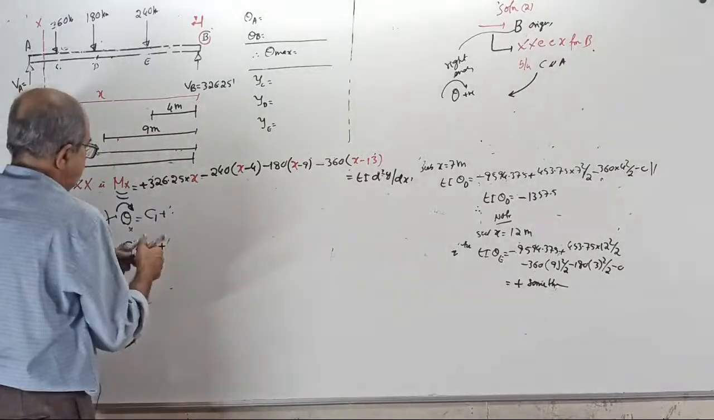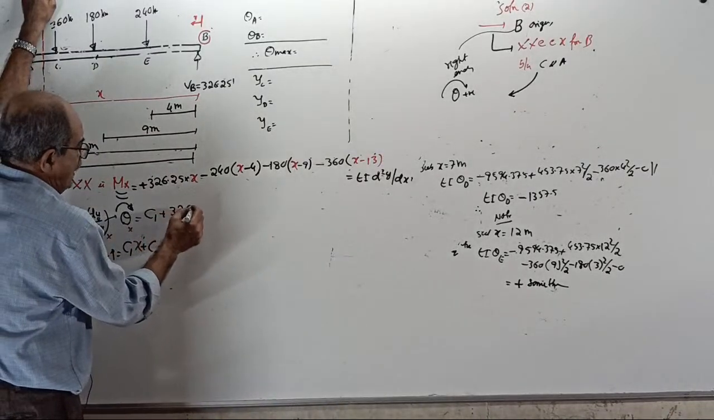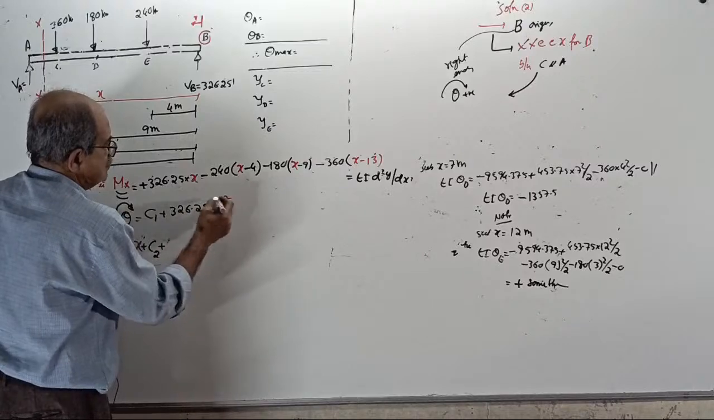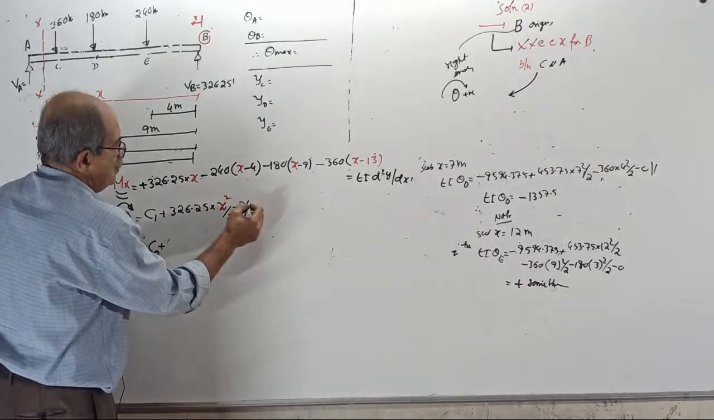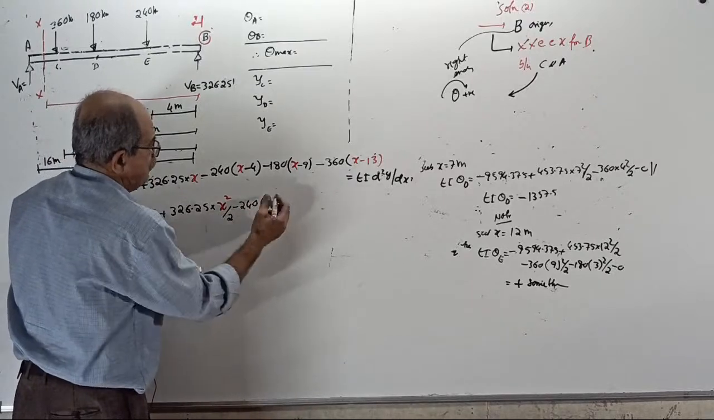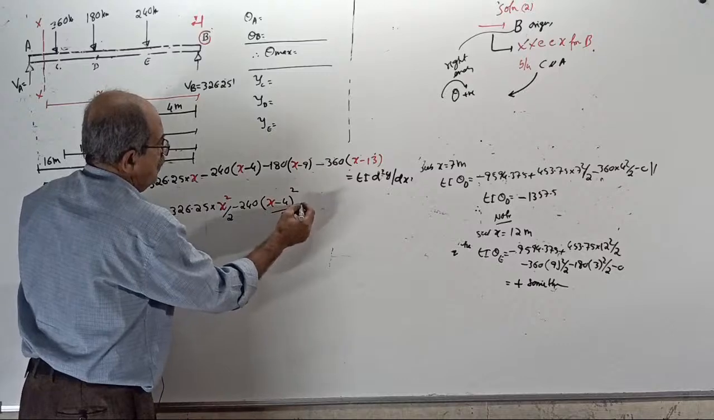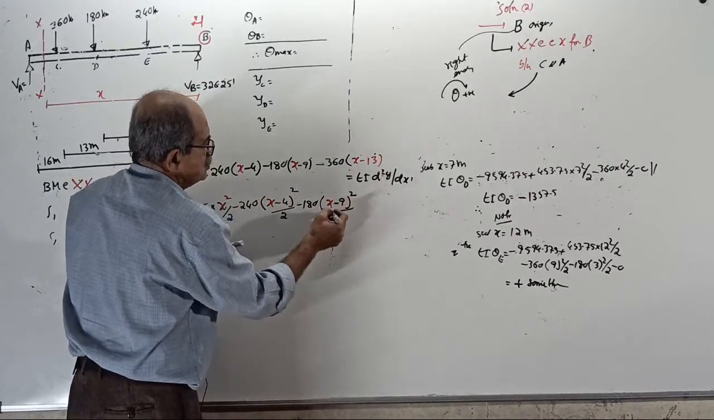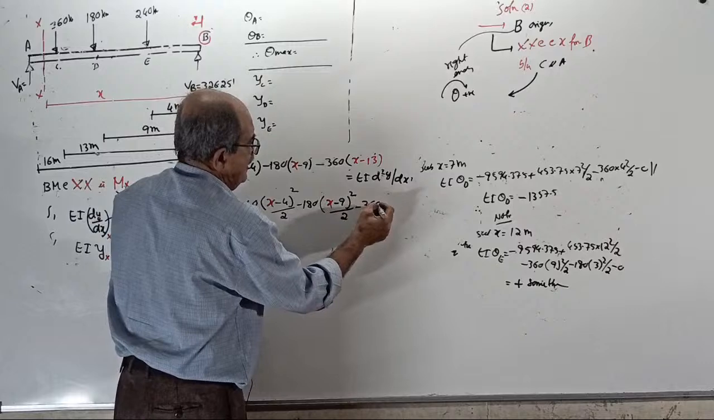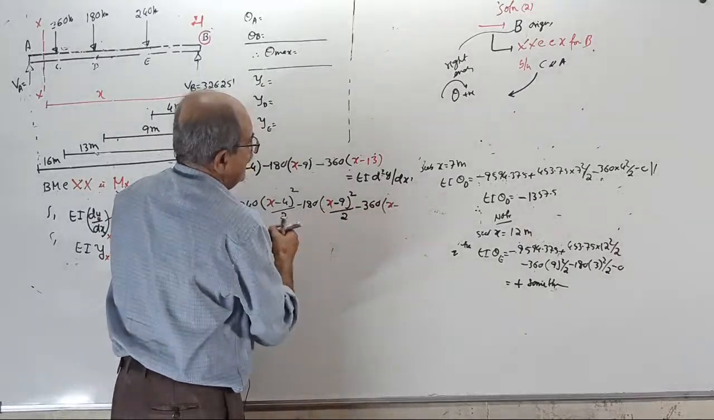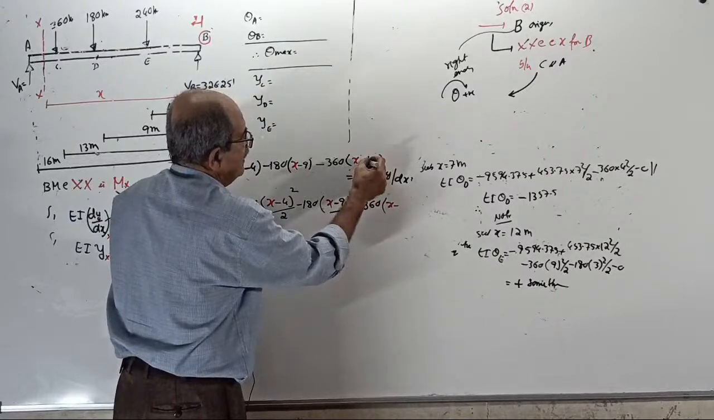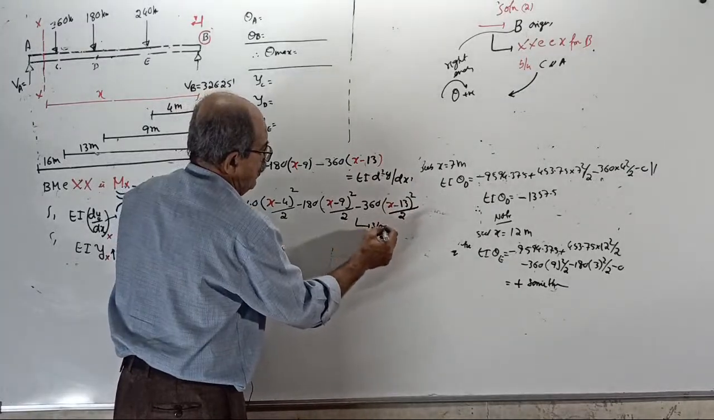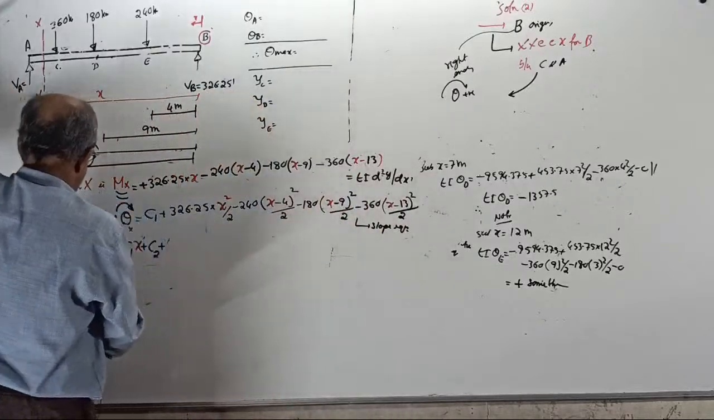Okay, C1 plus 326.25 into X square by 2, minus 240 into (X minus 4) whole square by 2, minus 180 into (X minus 9) whole square by 2, minus 360 into (X minus 13) whole square by 2. This is called your slope equation. Then once again integrate.